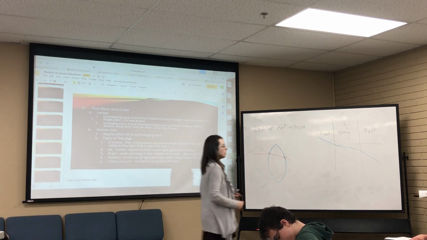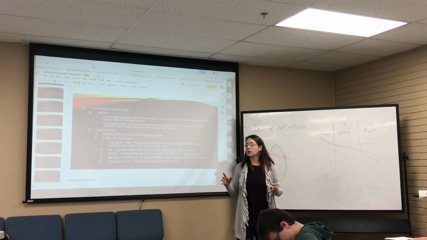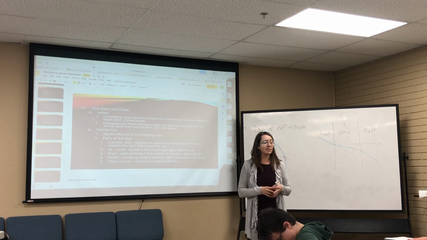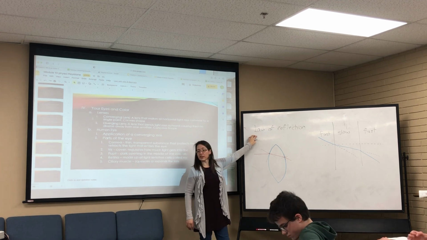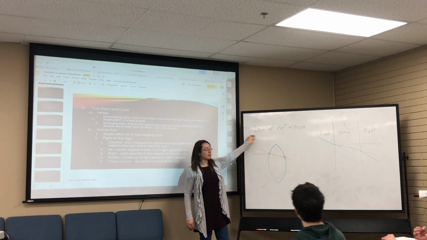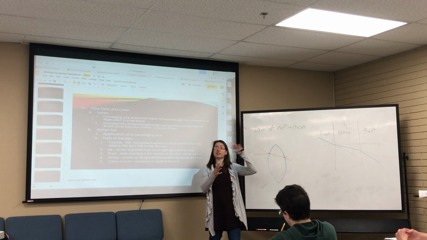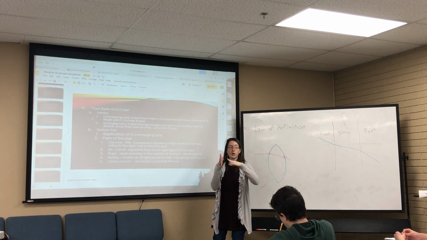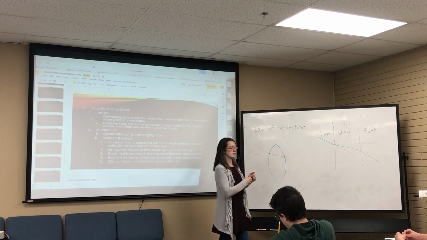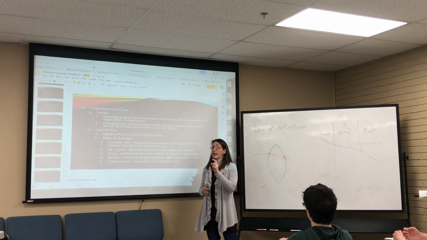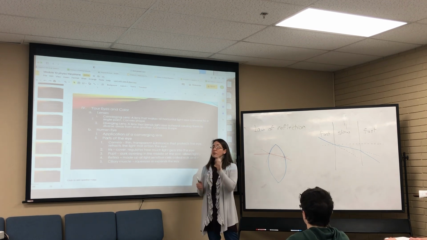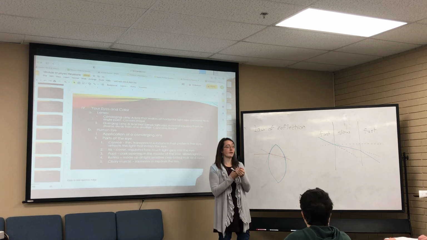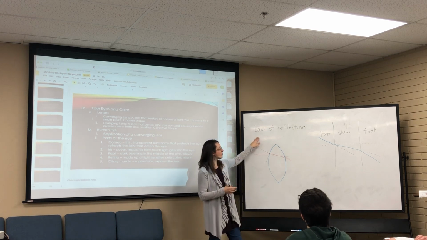Module 10. We have learned all about light, how light moves, how light bends. We learned last week about the law of reflection. The law of reflection said that when light hits a surface, it bounces back off of it at what angle? The exact same angle that it hit the surface in the first place.